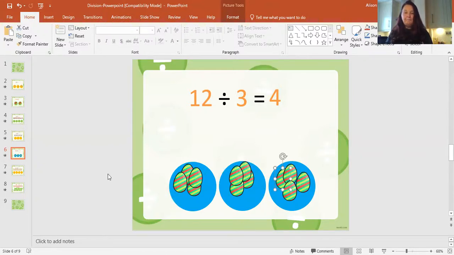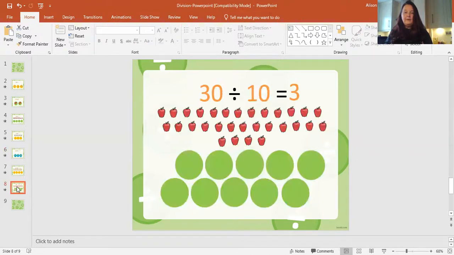All right, my last one. 30 shared by 10 is 3. Now, if I'm clever and I do the inverse, I know that 3 times 10 is 30. I'm not going to share all those out because that would take me a very long time. But I can see that 30 shared by 10 is 3. And if I know my 10 times table, 3 lots of 10 are 30. So I know that answer is correct.